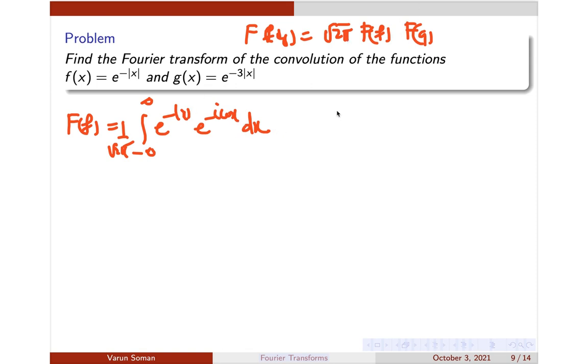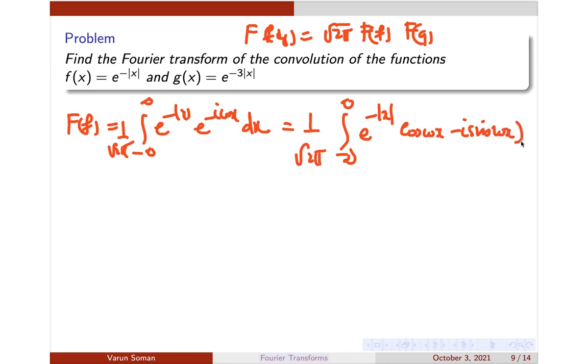If you want, you can simplify this in many ways. I'll write this as 1 by root 2 pi into the integral from minus infinity to infinity of e raised to minus mod x into cos omega x minus i sin omega x dx. This is from e raised to i theta is cos theta plus i sin theta, and e raised to minus i theta is cos theta minus i sin theta. Why am I writing this? Because I am going to use the even function property to simplify this, since it contains mod x. Otherwise I will have to split the integral into two and it will be a bit difficult. So that is why I am using the odd or even property here.